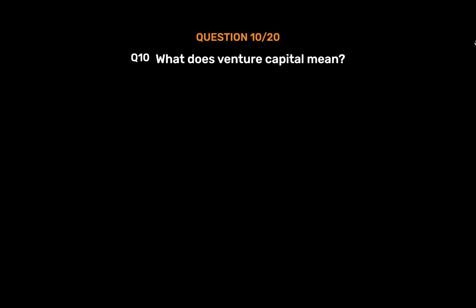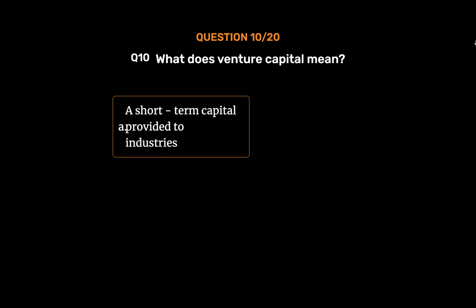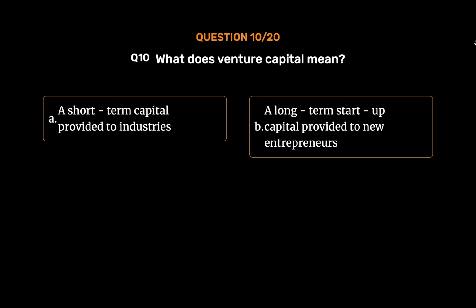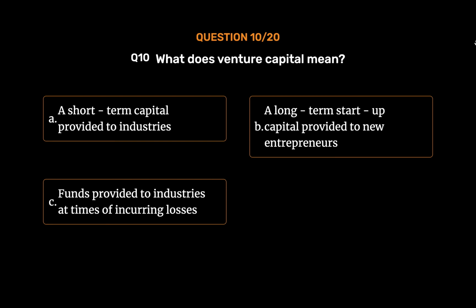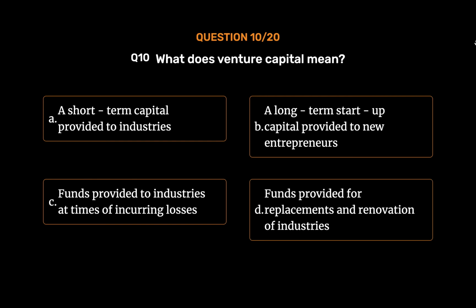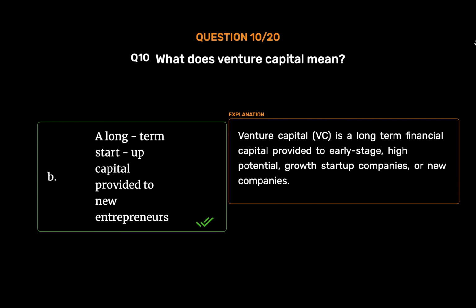Question number 10. What does venture capital mean? Option A, a short-term capital provided to industries. Option B, a long-term start-up capital provided to new entrepreneurs. Option C, funds provided to industries at times of incurring losses. Option D, funds provided for replacements and renovation of industries. The correct answer is option B. A long-term start-up capital provided to new entrepreneurs. Venture capital, VC, is a long-term financial capital provided to early-stage, high-potential, growth startup companies or new companies.